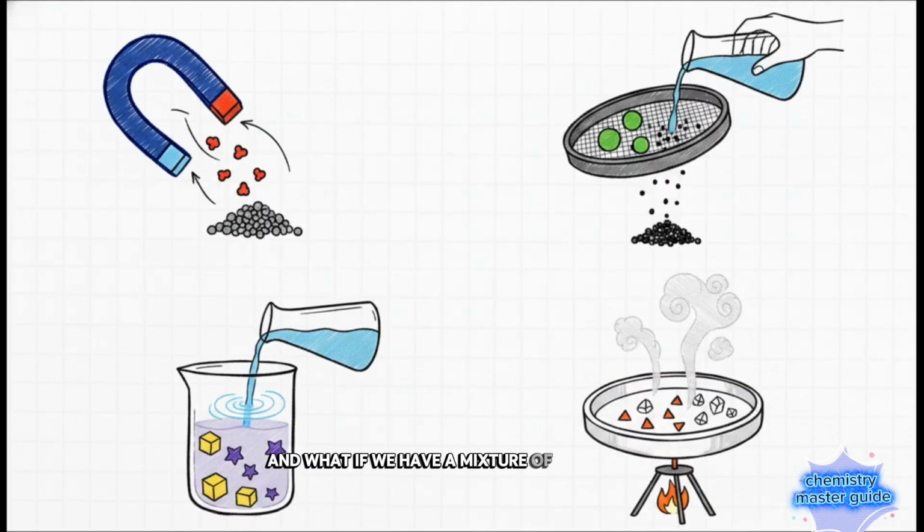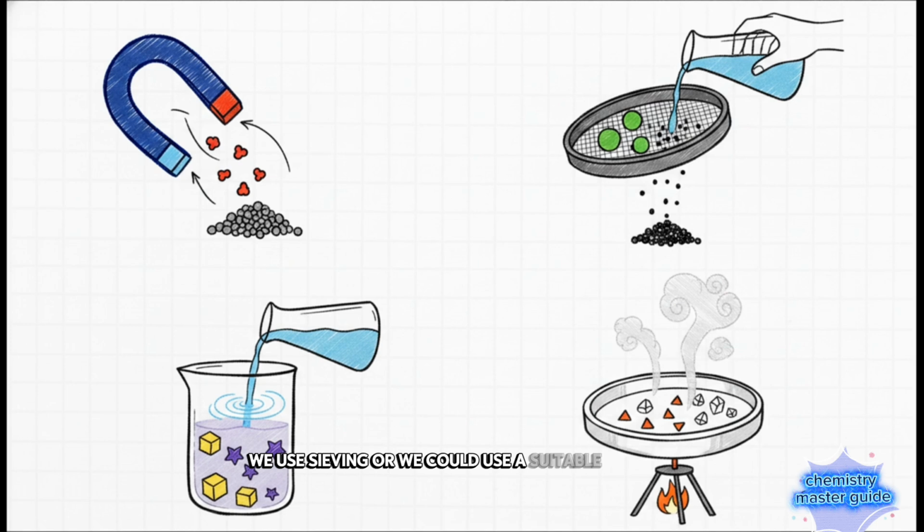And what if we have a mixture of only solids? Say a big pile of iron filings mixed with yellow sulfur powder. Again, we just look to their physical properties. We could use magnetic attraction, literally dragging a magnet through the mixture to pull out the magnetic iron, leaving the non-magnetic sulfur behind. If the particles are just different sizes, we use sieving.